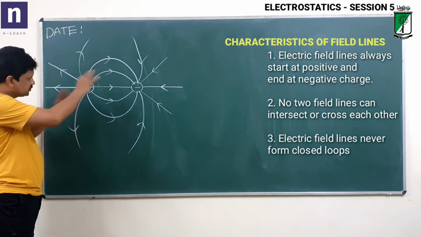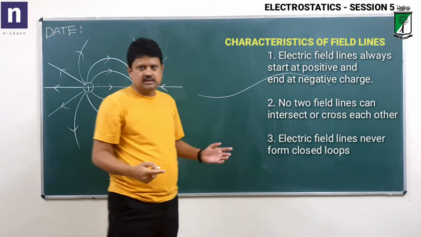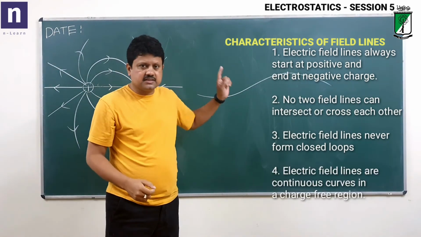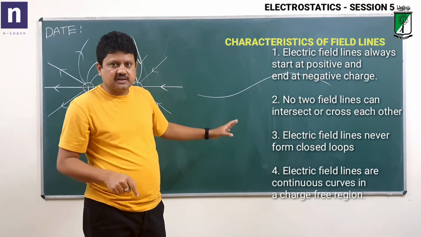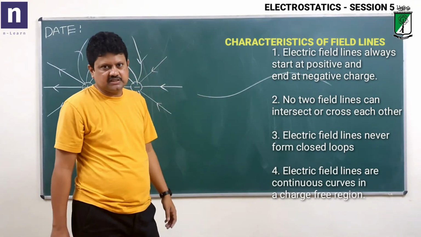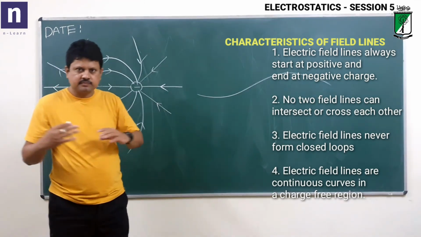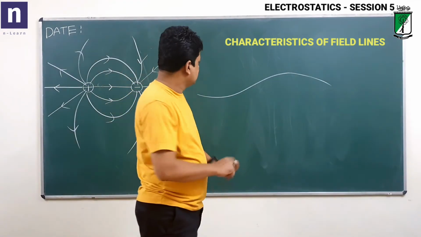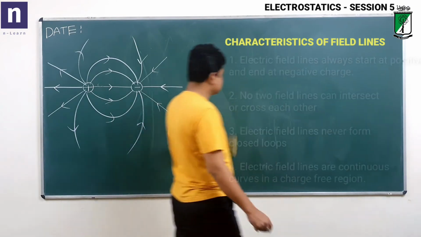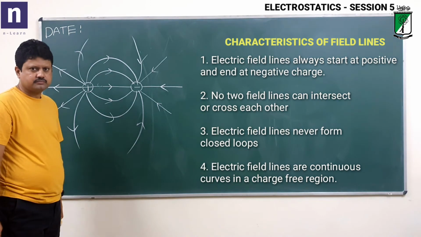Then, electric field lines in this manner are continuous curves. They are break-free curves if the region doesn't have other charges. That is, in a charge-free region, electric field lines are continuous curves. So these are the few important characteristics of electric field lines.